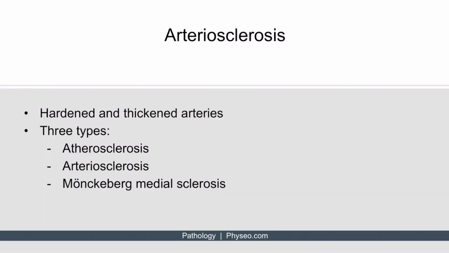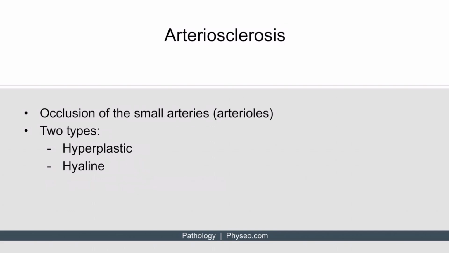All right, so far we've discussed atherosclerosis. Now let's move on to discuss arteriosclerosis. Arteriosclerosis is occlusion of the small arteries, so the arterioles. There are 2 types, hyperplastic and hyaline. Let's discuss hyperplastic first.